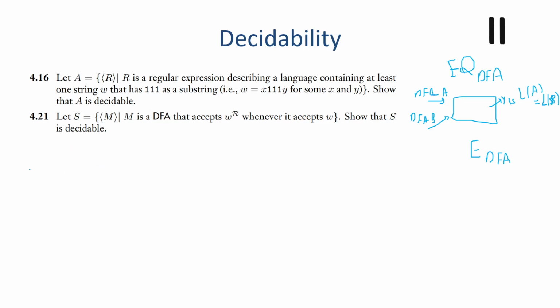A is a language where R is a regular expression describing the language containing at least one string W that has 111 as a substring. So if W is made up of, for example, some X, some Y, and they could be any strings, and there's a 111 between them, that would mean W has 111 as a substring. So how can we prove that this is decidable?